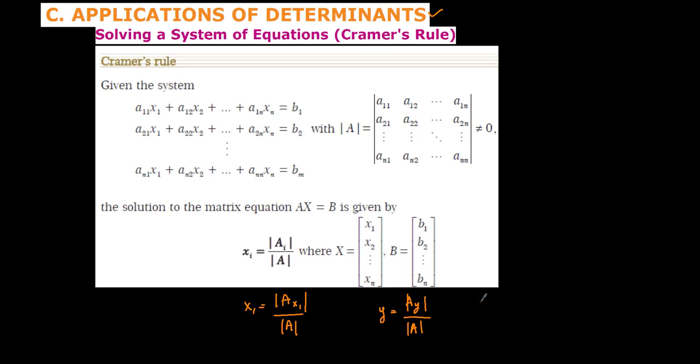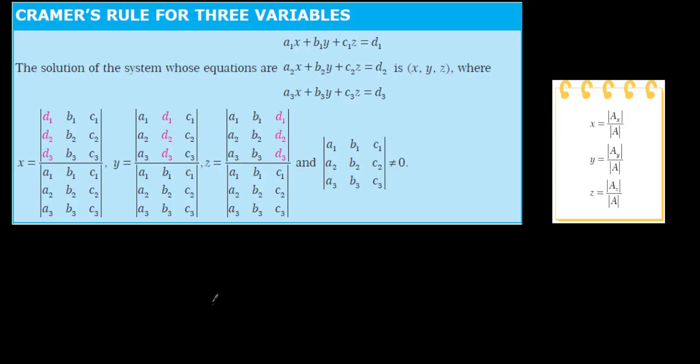Then the question is, what is AY? How do we find AY or AX here? This is the answer. To find AX, you replace a column in the main matrix. This is the main matrix. Let's say A1, A2, A3, B1, B2, B3, C1, C2, C3. This is the main one.